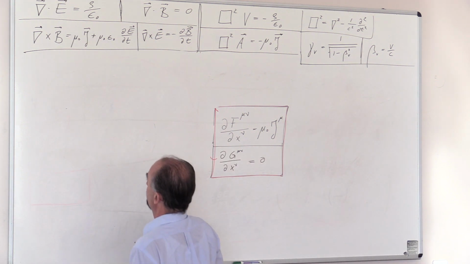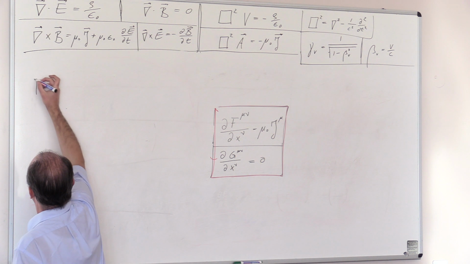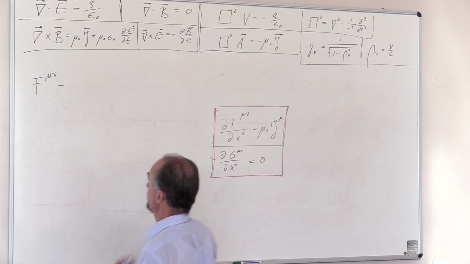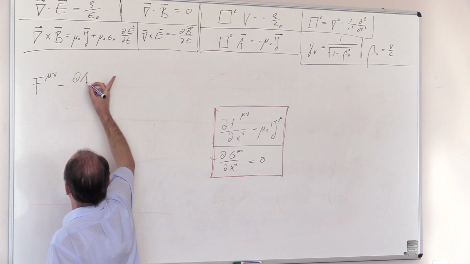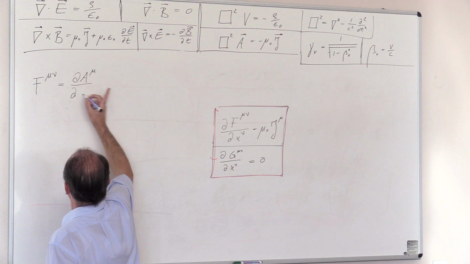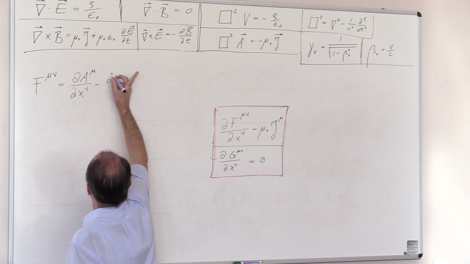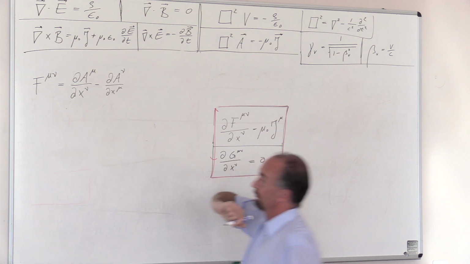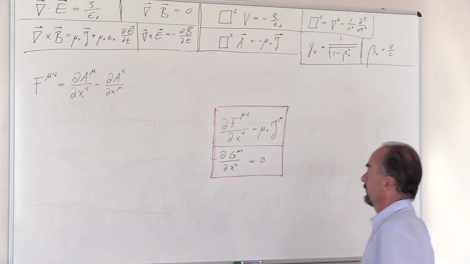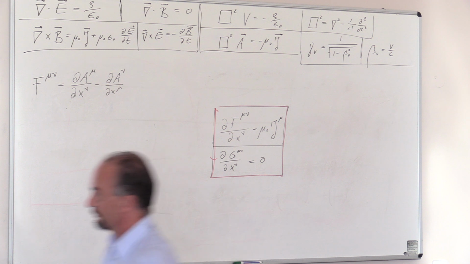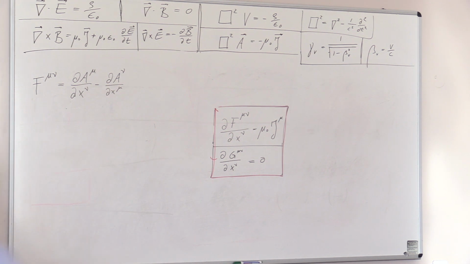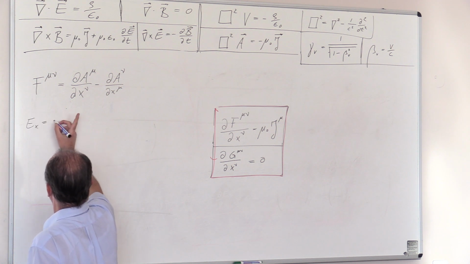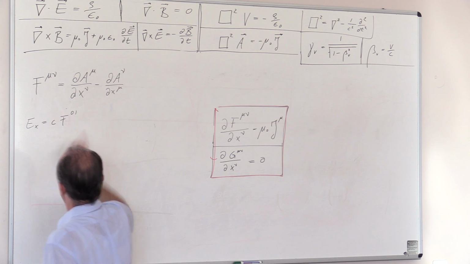The next postulate that we'll prove now is that we can relate our field tensor to these potentials as being dA_nu over dx^mu minus dA_mu over dx^nu. For example, let's try to calculate the electric field, Ex. This would be c times F01, right?